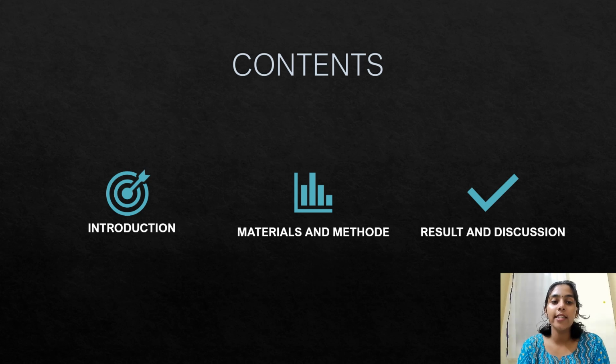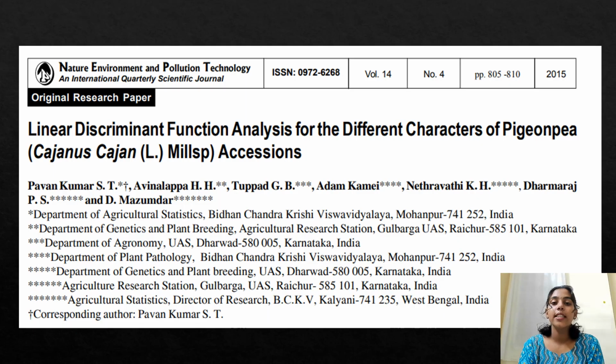Going to the upcoming slides, I'm dealing with the introduction, materials and methods, and results and discussion of that case study. The title of the case study is Linear Discriminant Function Analysis for the Characters of PGNP, that is Cajanus cajan accessions. The case study was published in the journal Nature, Environment and Pollution Technology, an international quarterly scientific journal, in the year 2015. The corresponding author of the case study is Pavan Kumar ST.